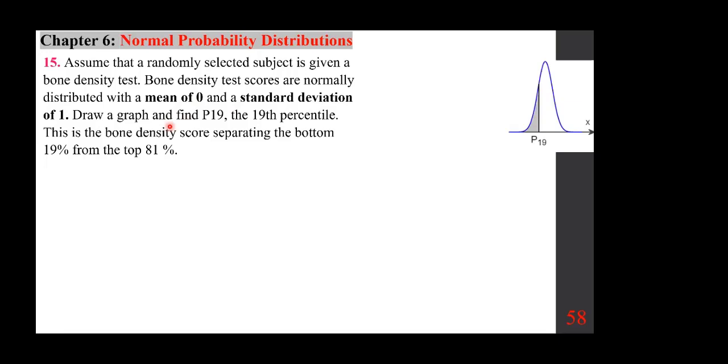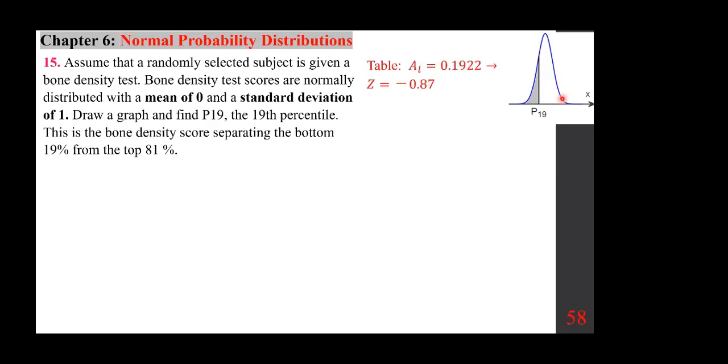So what does it mean? We want the area to the left to be 0.19. Area to the right is 0.81. So with that being the case, we want to find the z-score. If you use a technology, it gives you the answer and you're done.